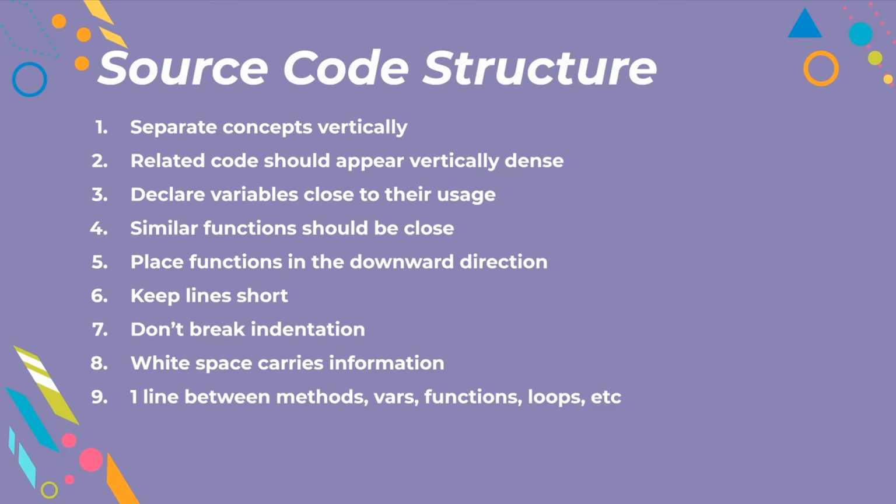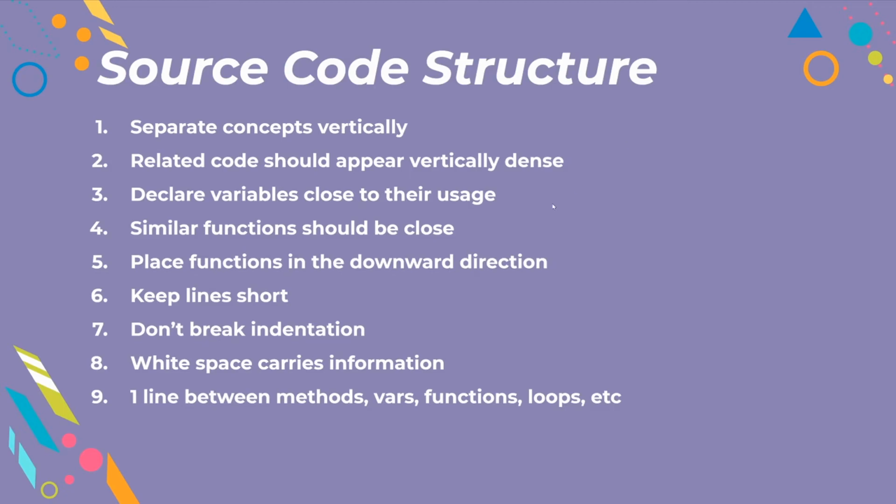Related code should appear vertically dense, which means you can use spaces to separate different variables that don't interact with each other directly, as opposed to ones that do, which would be only one line apart. Declaring variables close to their usage is again related, in that you want variables declared very closely to where they're going to be used.